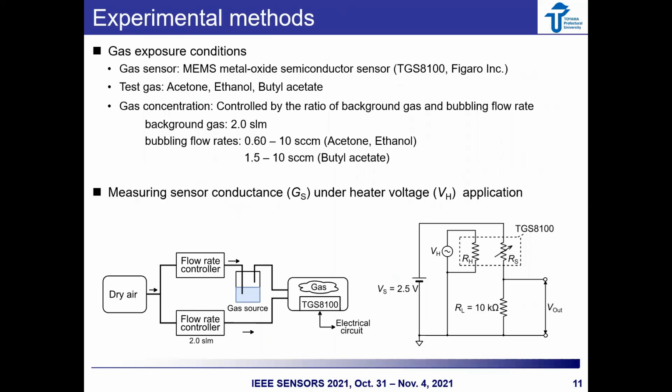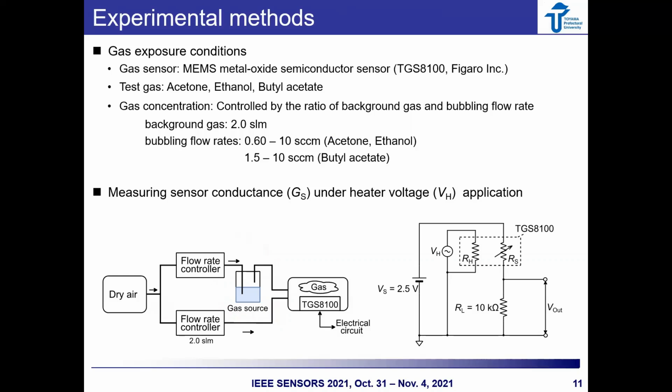The figure on the left shows the gas flow system. The sensor was exposed to the test gases of acetone, ethanol, and butyl acetate. The concentration of the gases was controlled by the ratio of 2 SLM background gas to the bubbling flow rate, which vaporizes the gas liquid sources.